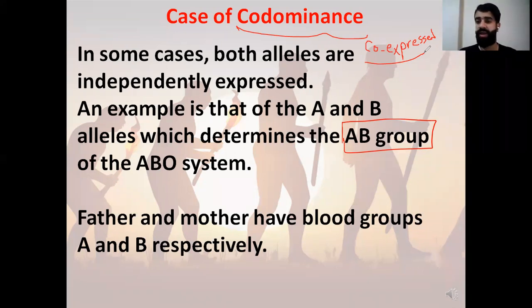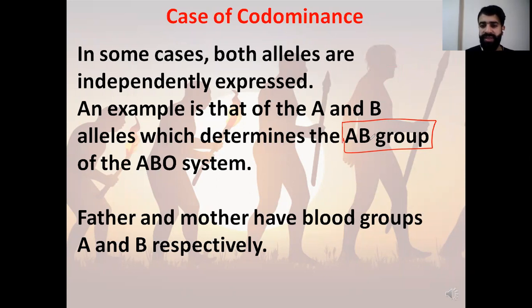I don't have a capital and a small letter. Both of them are dominant. That's why it's called codominance. So in this case of codominance, as I said, the best example is the ABO blood group, with a father and mother having blood groups A and B respectively. Let's move to these details.